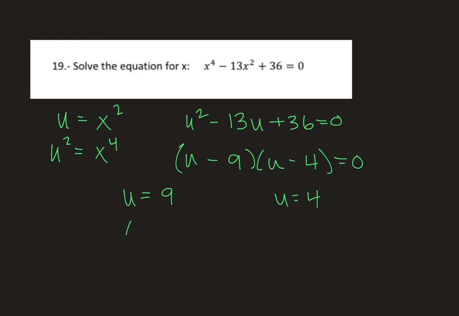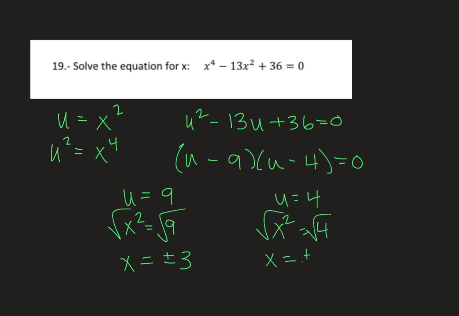Now we're going to replace that x squared back in for u. So x squared equals 9. We solve that by square rooting both sides and getting plus or minus 3. And then on the other side, we've got x squared equals 4. We square root both sides, and whenever we square root both sides, don't forget the plus or minus. So there's our solution. X is plus or minus 3, plus or minus 2. And we get 4 answers, which is good because we've got x to the 4th.